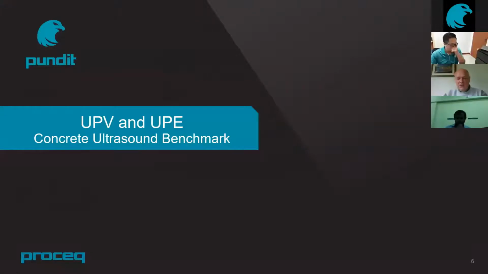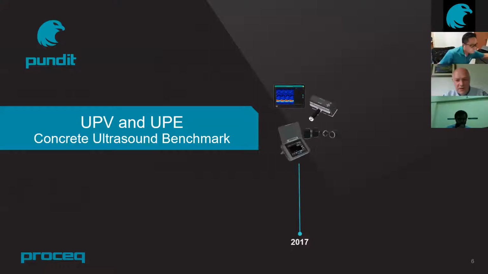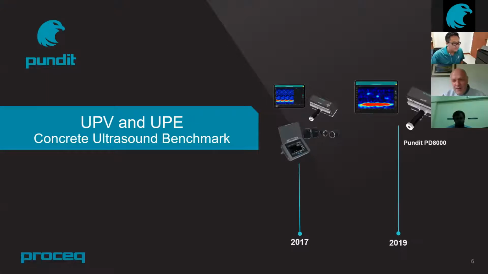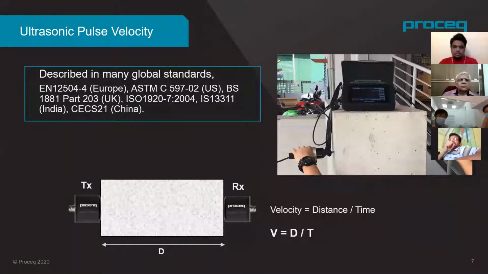So yeah, I'm just going to run through quickly the main theory, ultrasonic pulse velocity and ultrasonic pulse-echo. In 2017, this was Proceq's portfolio. At that time we had the P200 with the dry point contact shear wave transducers introduced. We also introduced Pundit Live Array Pro at that time. In 2019, we did a major update, which was the Pundit PE200.